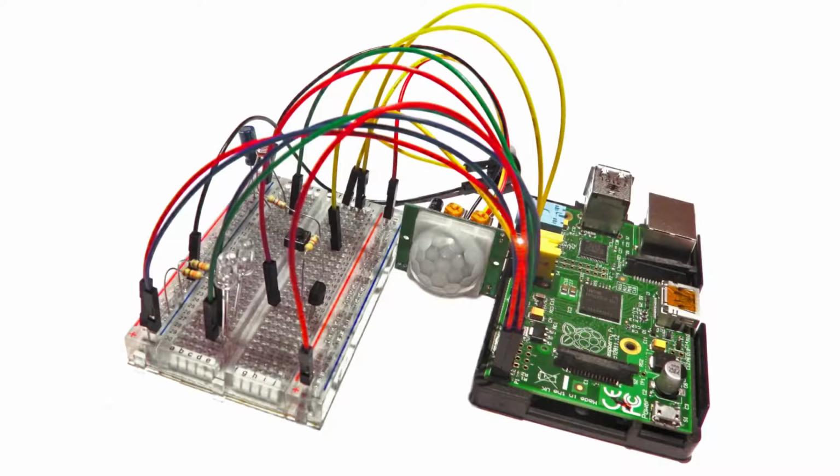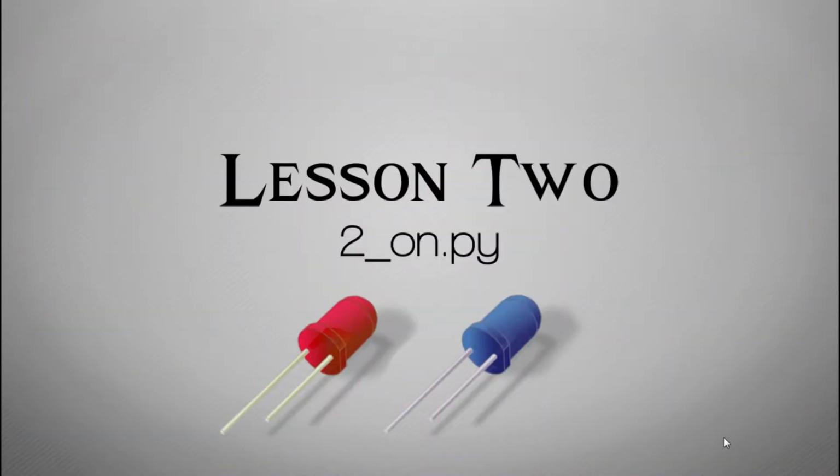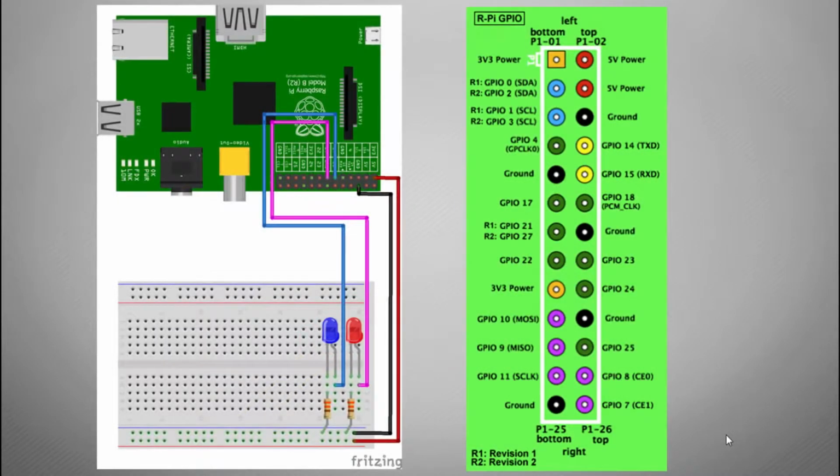This is the first video where we're actually going to introduce electronics into our Python learning. Lesson 2 is how to turn LEDs on and LEDs off, and we're going to start with how to turn LEDs on.